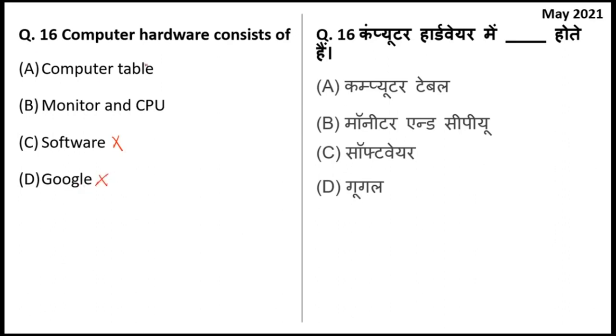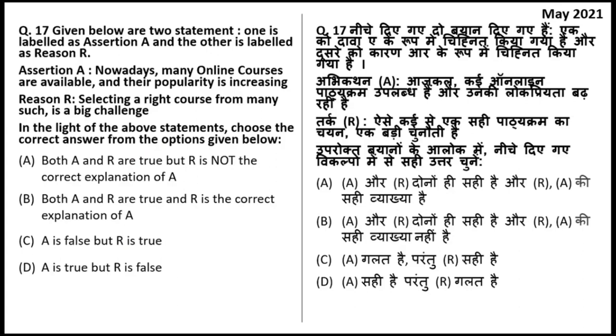And computer table is not computer hardware. You cannot say a computer table is hardware or a computer cover is hardware. That will not come in hardware. Computer hardware are those devices which can be touched, for example keyboard, mouse. One is labeled as assertion and the other is the reason.